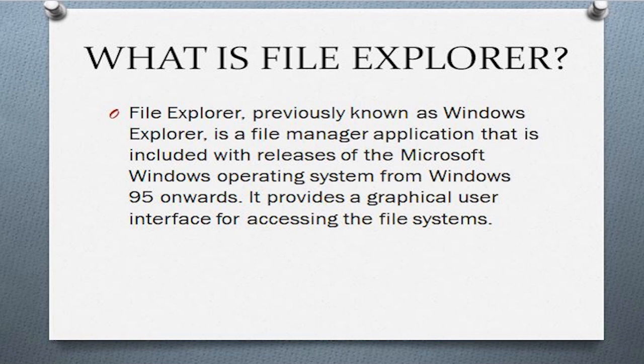What is File Explorer? File Explorer, previously known as Windows Explorer. That means earlier we used to call it Windows Explorer. Later on, its name changed to File Explorer. It is included with releases of the Microsoft Windows operating system from Windows 95 onwards. That means it is coming from the Windows operating system, Windows 95 onwards, File Explorer is used.